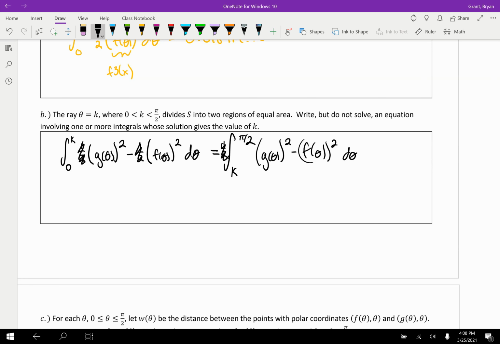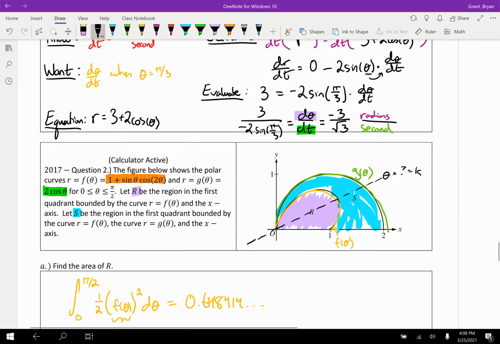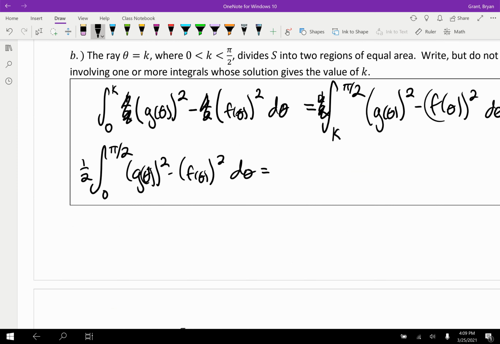Is there another way to do it? Of course, you could actually find the total area first. So the total area would be the area from 0 to pi over 2. Factor out that 1/2. G of theta squared minus f of theta squared d theta. That is the total area, right? Going from here all the way over to here. And we know that that total area has to be equal to half.